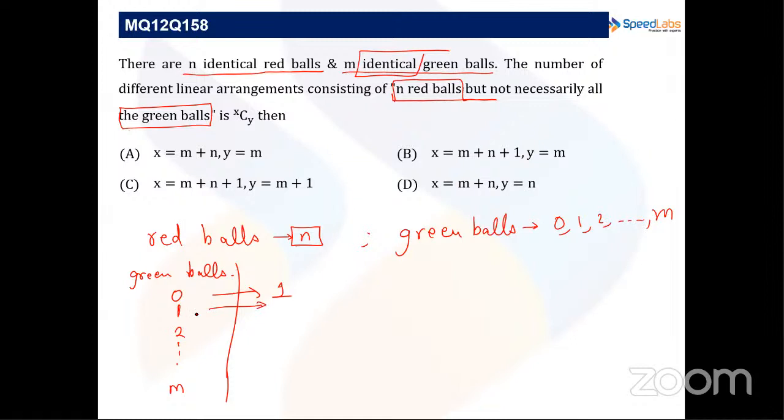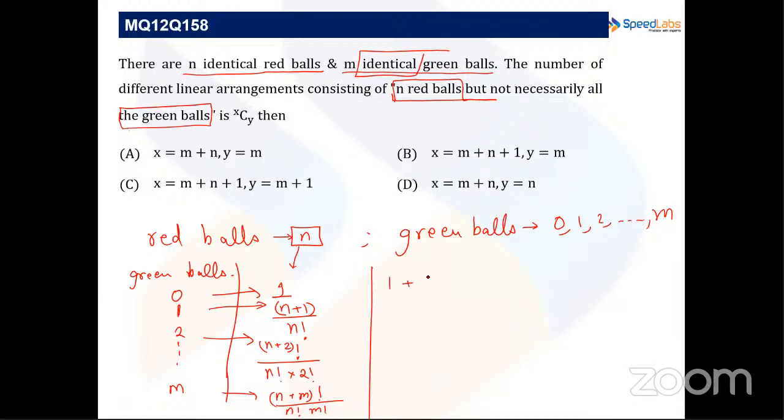Now if we have one green and n red balls, then we have a total of n plus 1 balls, in which n balls are identical, so the number of ways will be (n+1)! upon n!. If we have two green balls, then the number of ways of arranging them will be (n+2)! upon n! times 2!. And for m, it will be (n+m)! upon n! times m!. So the total ways are (n+1)!/n! plus (n+2)!/(n!·2!) plus (n+3)!/(n!·3!), and so on up to (n+m)!/(n!·m!).